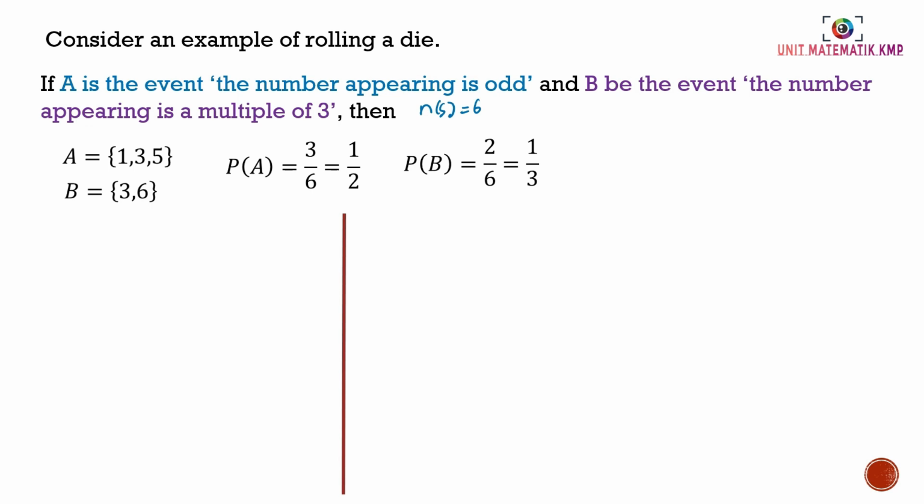And for A intersect B, okay, di mana outcome yang bersilang ataupun yang sama adalah pada 3. Okay, so A intersect B, the outcome is 3. So the probability is 1/6, okay, for A intersect B.